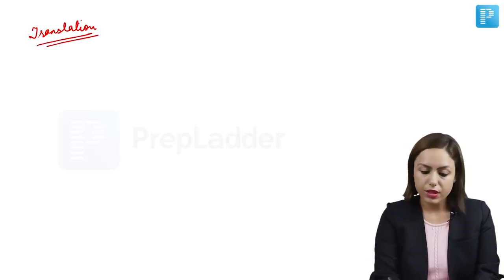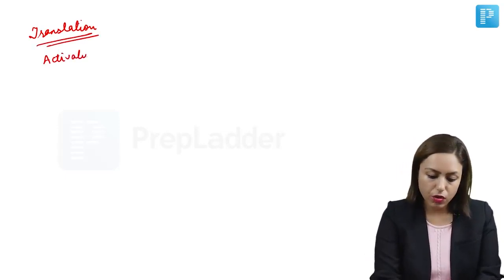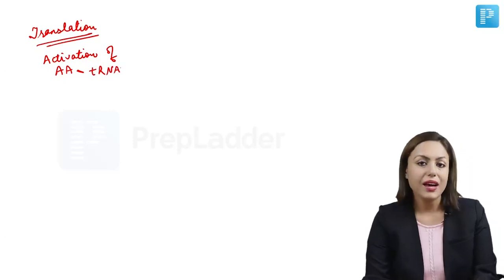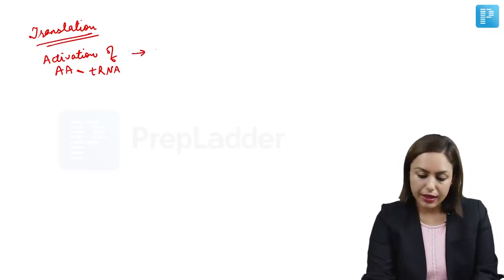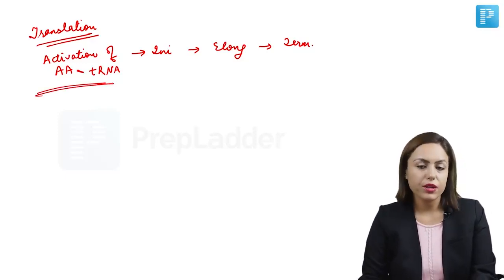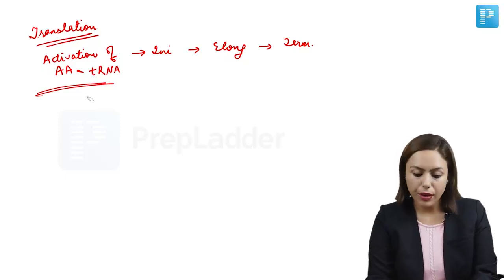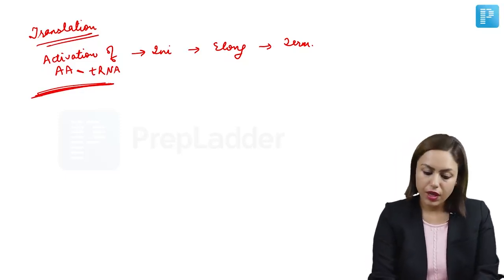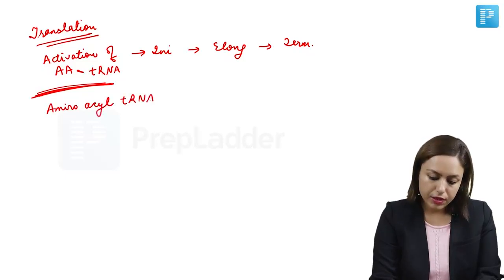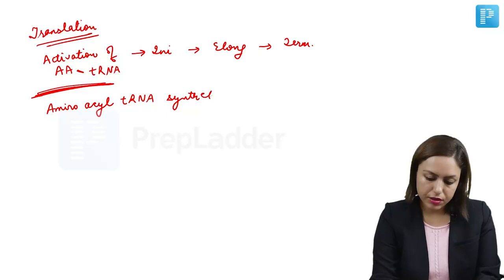Translation. In translation, activation of amino acid, that is charging the amino acid with the tRNA, occurs first, and then initiation of translation, then elongation, and then termination of translation occurs. Okay, this point is very important, activation of amino acid. Here the amino acid gets attached to its tRNA, and the enzyme is aminoacyl tRNA synthetase.